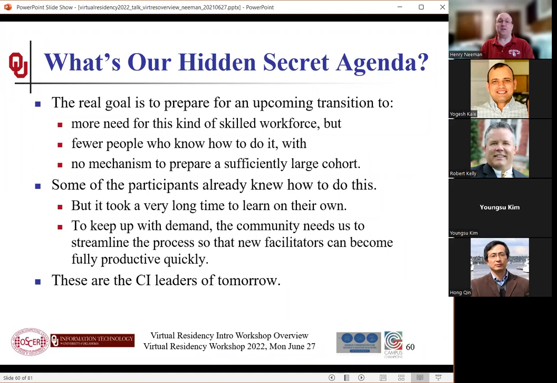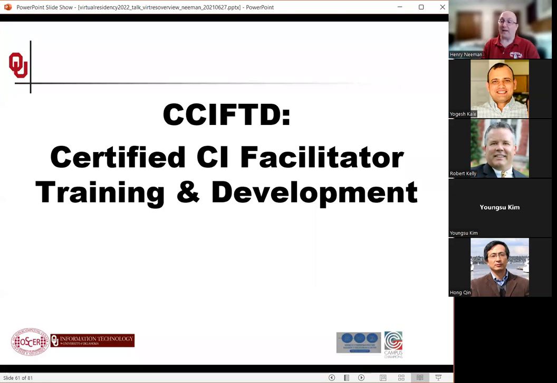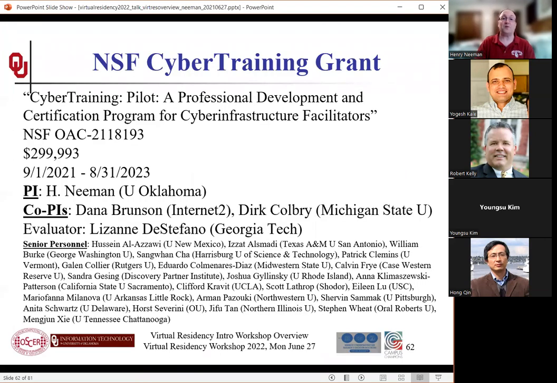So that's our hidden secret agenda, as I've mentioned. We want to transition you into leadership roles. Now, a new program just started September 1st, so we're about 9 months in. SIFTED, the Certified Cyber Infrastructure Facilitator Training and Development Program. So what's the idea? Well, first, there's an NSF grant.